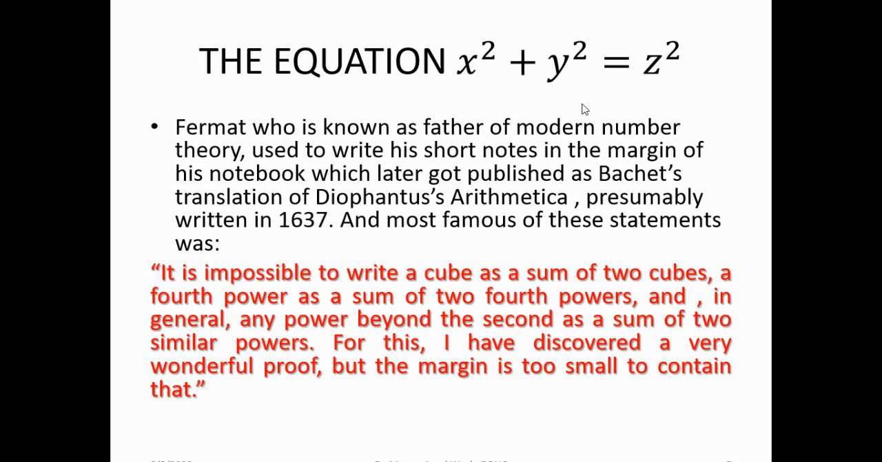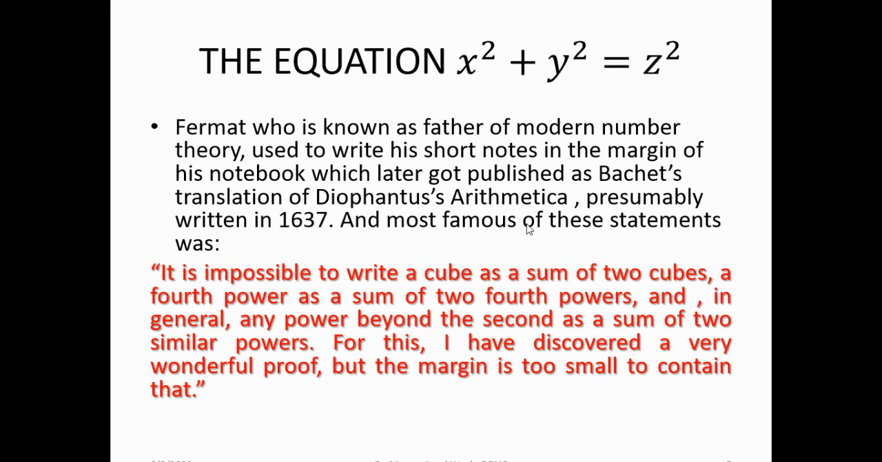Fermat, who is known as the father of modern number theory, used to write his short notes in the margin of his notebook, which later got published as Bachet's translation of Diophantus' Arithmetica. The book which got published was named Diophantus Arithmetica, and presumably it was written in 1637. Fermat used to write the statements of theorems and results in the margins of his notebook.